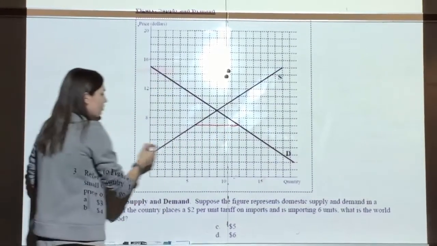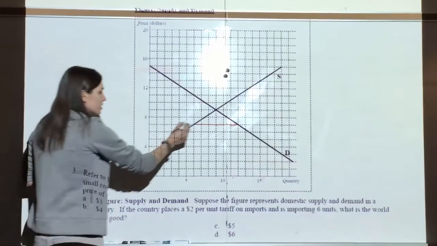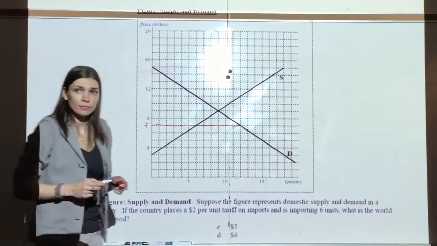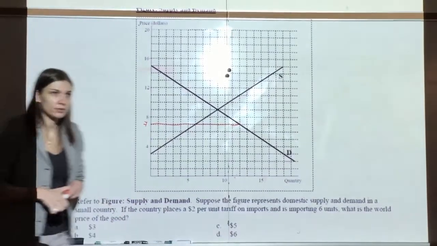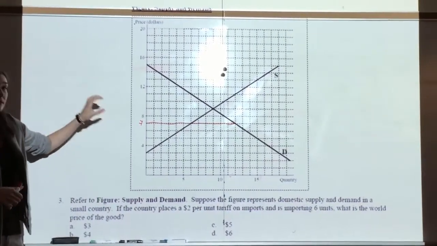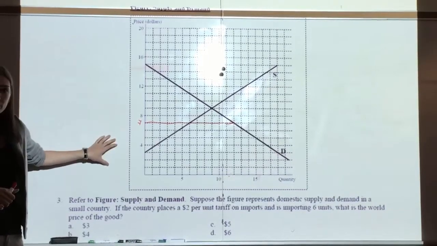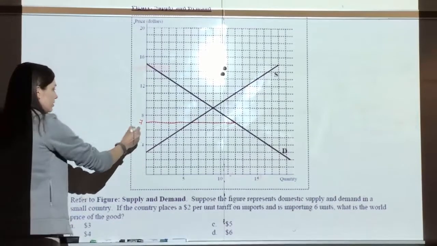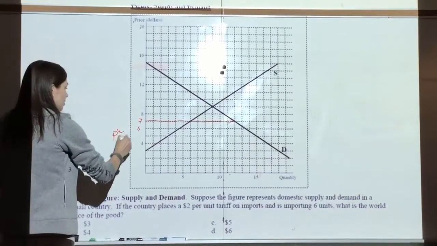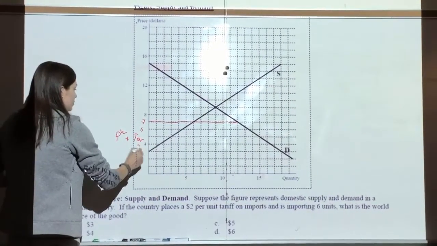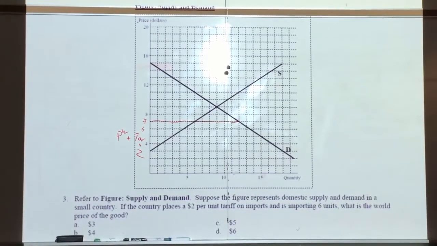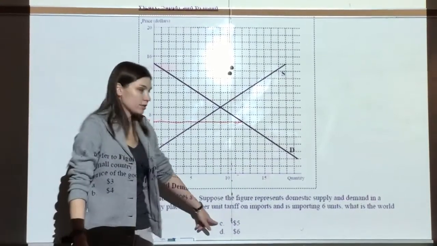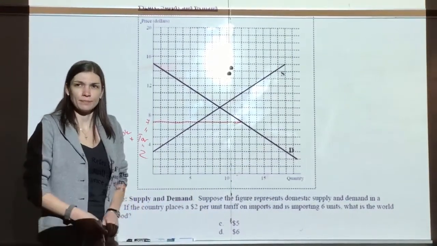And this happens at what price? 7. So is 7 the answer then? Is that the world price? No, 7 is the world price plus the tariff, correct? So if 7 is the world price plus the tariff, and the tariff is 2, how much is the world price? 5. Exactly. So it's C in this case, right?